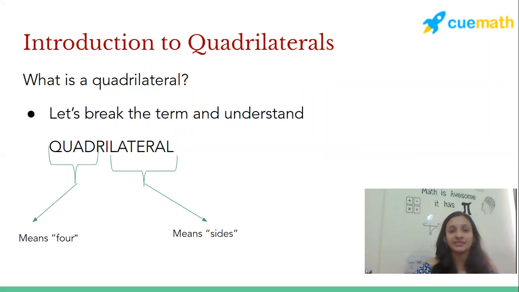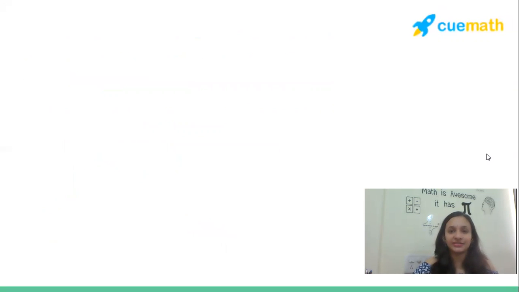As simple as that. You don't have to go into any fancy or complex definition of what a quadrilateral is. If anybody asks you what a quadrilateral is, in very simple terms, you can tell them any closed flat shape which has got four sides is a quadrilateral. So this is how simply we can go with quadrilaterals.